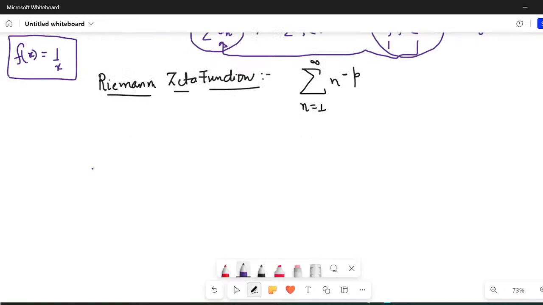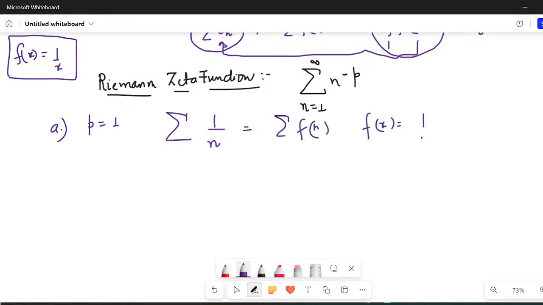So let us do the simplest case. Let us try to do it if p is equal to 1. So if p is equal to 1, I can write this particular function as 1 upon n. So I will replace it by summation 1 upon f(n). So basically your function f of x is what? f of x is simply 1 upon x.